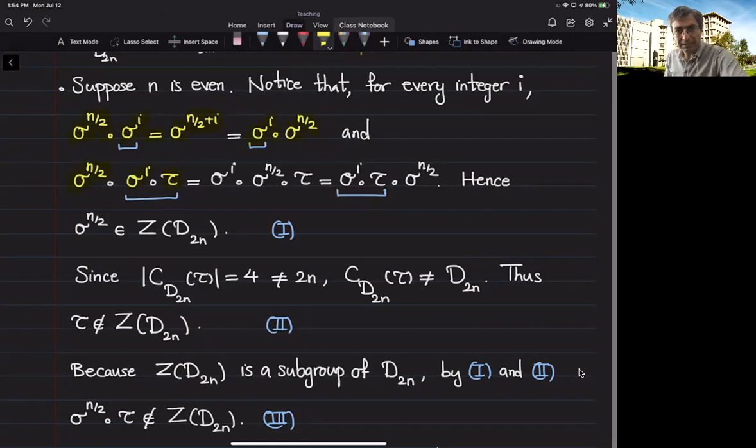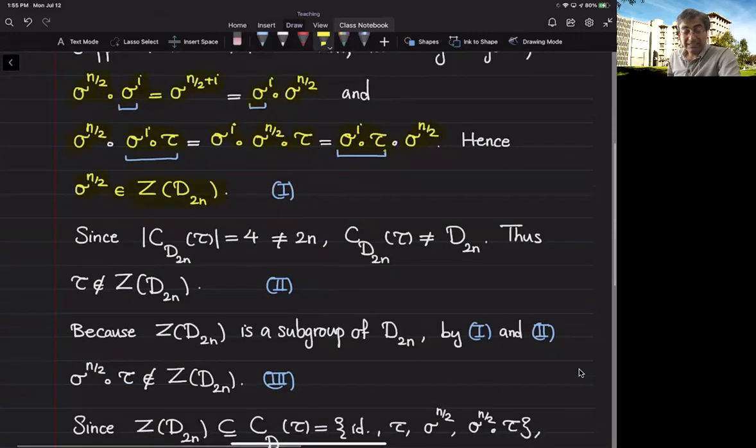But let's do it one step at a time as well. So these two commute with each other, so I can write it like this. And these two commute with each other, as we proved. This belongs to the centralizer, so it commutes with this. And altogether, we get the desired result. So sigma to power n half is indeed in the center of the dihedral group, because every element of the dihedral group is either of this form or of this form.